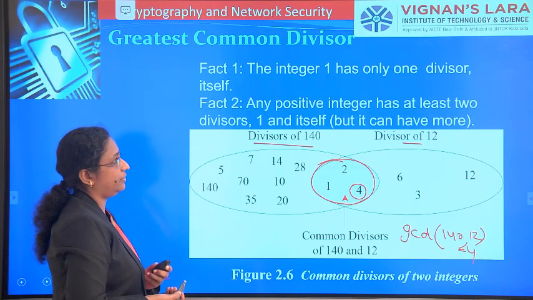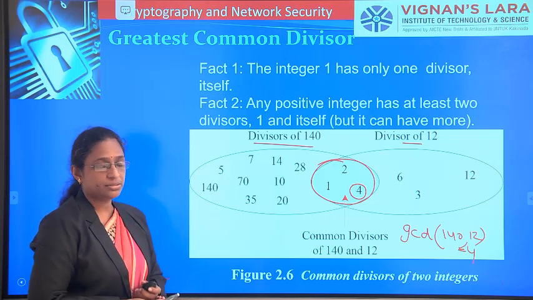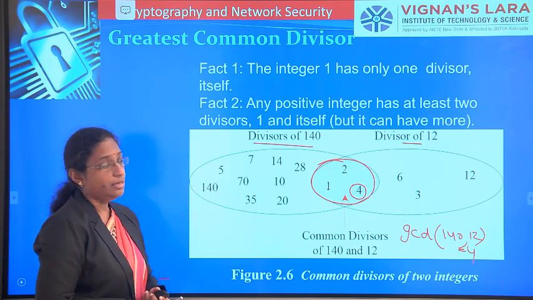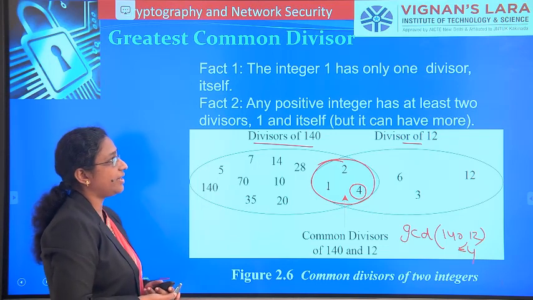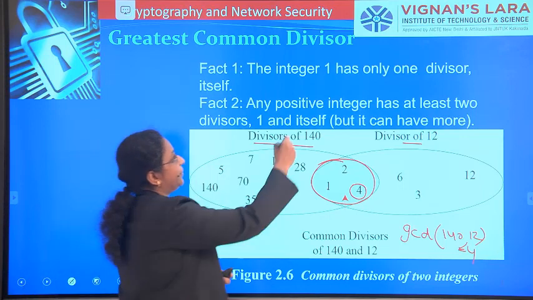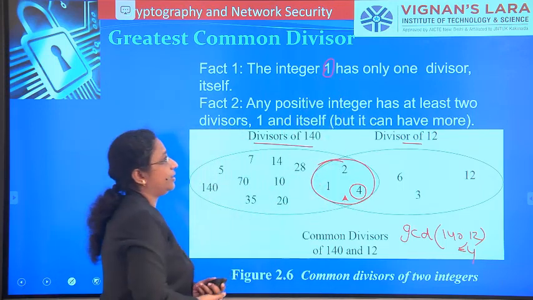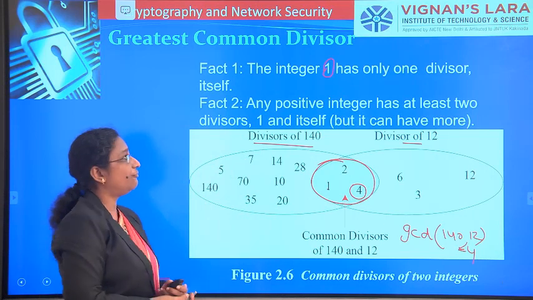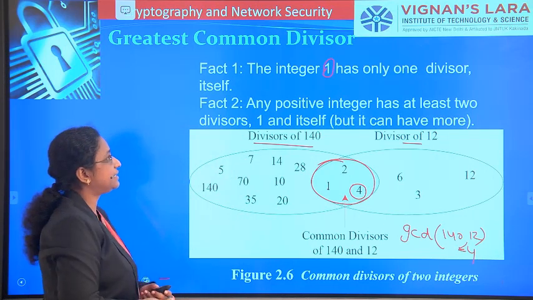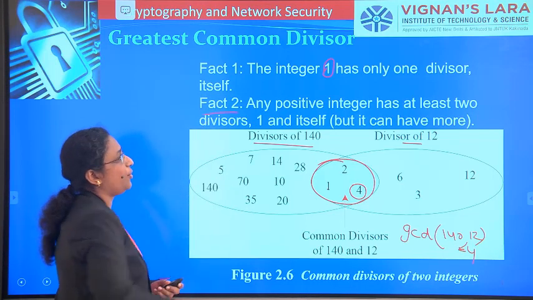While going through this greatest common divisor, you have to consider two facts here. Fact 1 says that integer 1 has only one divisor, itself. The number 1, or integer 1, has only one divisor, and that is itself only.